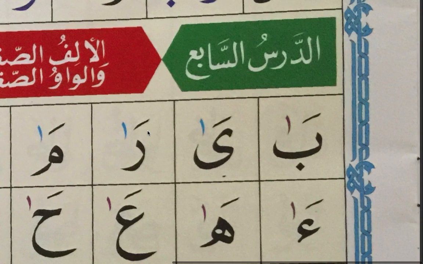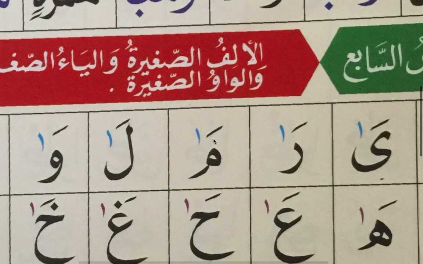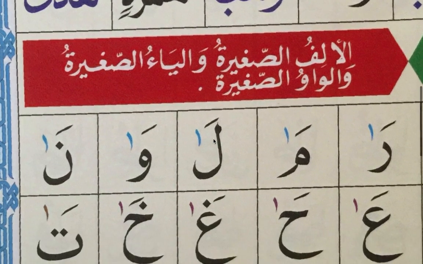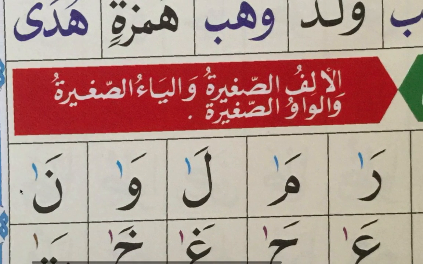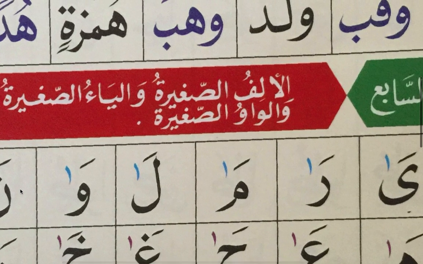I want you to also remember another set of letters that I'm going to tell you right now, which is Ya, Ra, Mim, Lam, Waaw, Noon. This is the first introduction. If you don't memorize them immediately, don't worry. But Ya, Ra, Mim, Lam, Waaw, Noon.